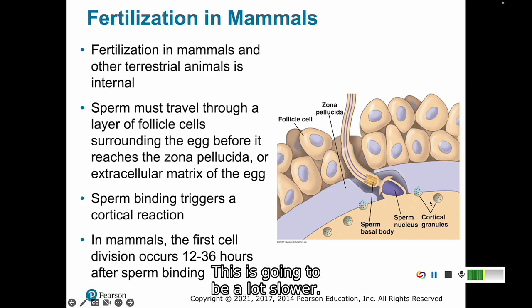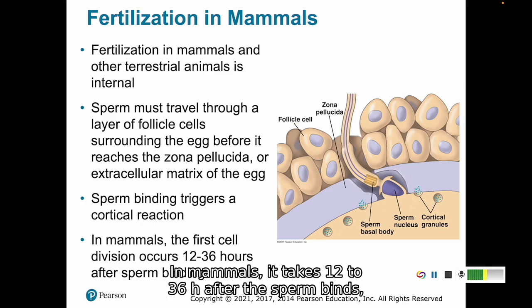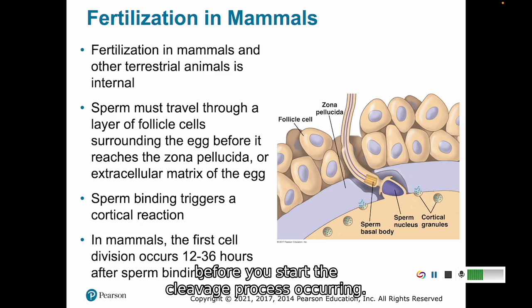In mammals, this is going to be a lot slower. So in the sea urchin, this whole process is about 90 minutes and it starts dividing. In mammals, it takes 12 to 36 hours after the sperm binds before the cleavage process starts.